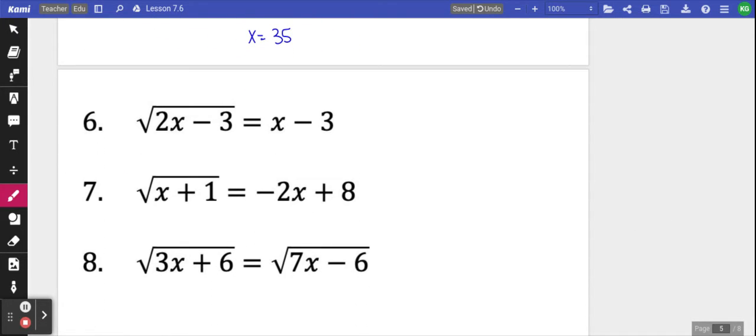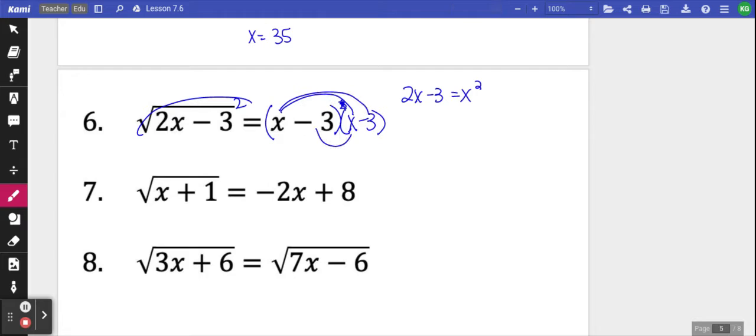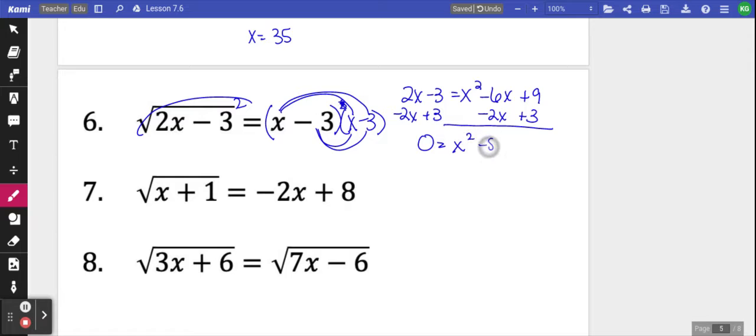Okay, on these ones, when I have binomials and I'm trying to square it, remember that squaring a binomial means to multiply it by itself. So this would actually become 2x minus 3 equal to x squared minus 3x, which would be negative 6x plus 9. Now, because it's a squared, we have to set it equal to 0 so that I can try to solve it. So that would give me negative 8x plus 12.